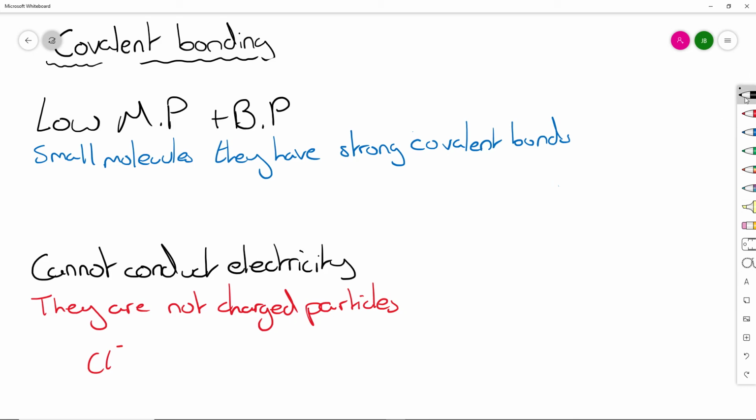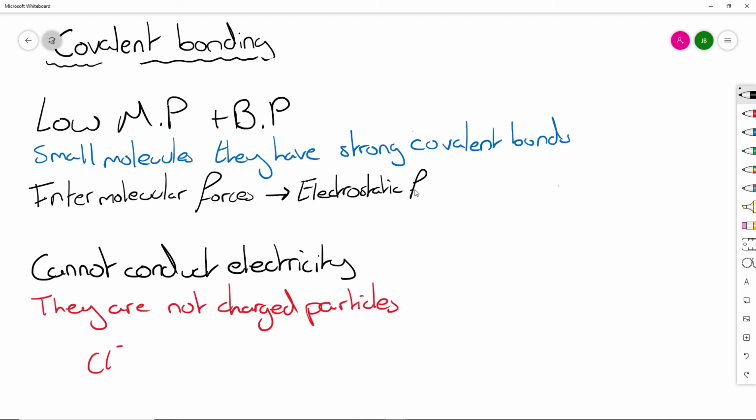Sorry. Now, in that case, we have to look at something else, and that's what we call intermolecular forces. Now, these are electrostatic forces in between molecules. These are weak.